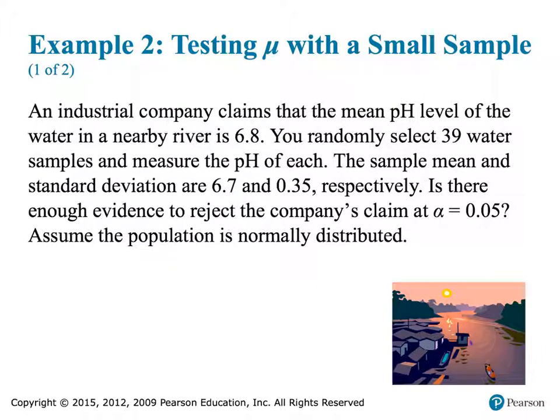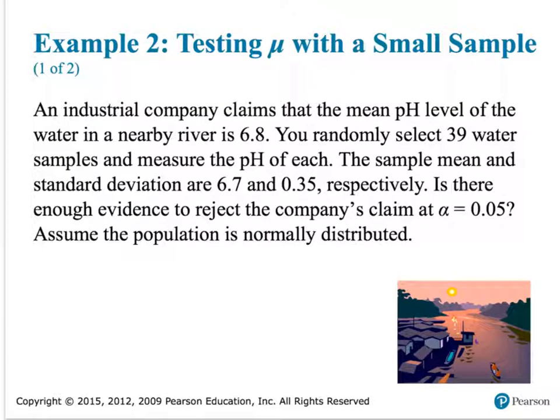Here's one more example on how we go about conducting a hypothesis test using the t-distribution. An industrial company claims that the mean pH level of the water in a nearby river is 6.8. So they're claiming that mu equals 6.8. Mu because it's about a mean. We know the statement of equality always belongs in the null hypothesis. So our claim is again in the null hypothesis.